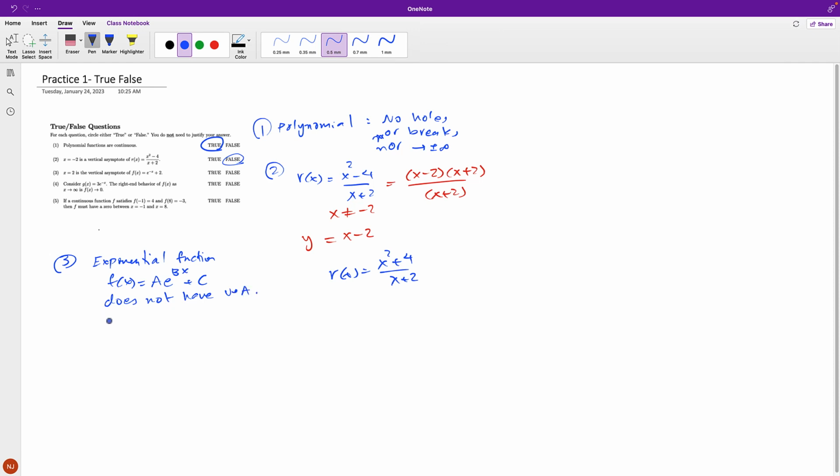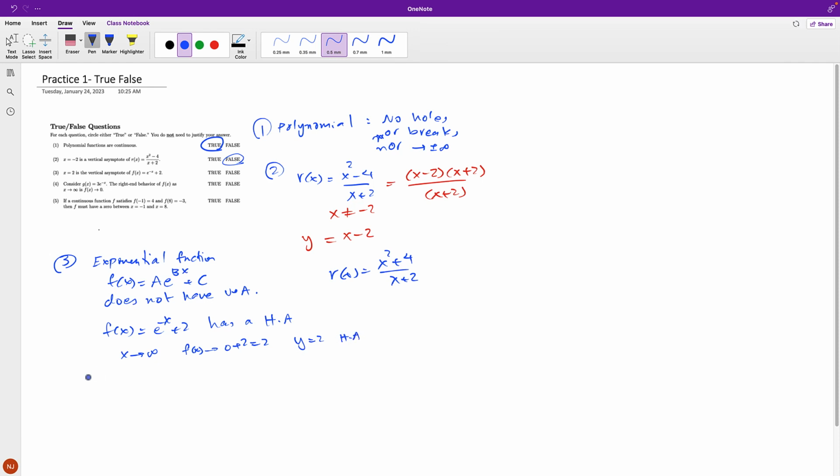But note that f of x equal to e to the power negative x plus 2 has a horizontal asymptote. And that is as x goes to positive infinity, right? As x goes to positive infinity, the exponent goes to negative infinity. Therefore, e to the power of that exponent goes to 0. Therefore, f of x goes to 0 plus 2, which is 2. And that means that y equal to 2 is the horizontal asymptote.